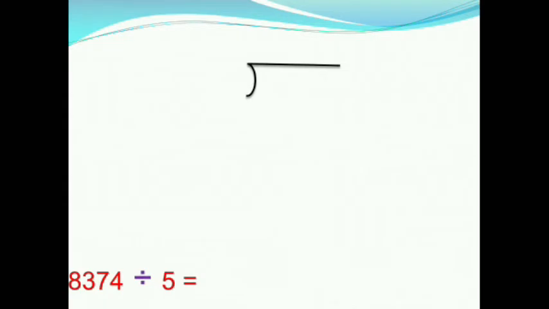Children, see the next question. 8374 divided by 5. Here, 8374 is dividend, 5 is divisor. Now we should divide the first digit, that is 8. 8 will not come in 5 table. So we will take nearest number lesser than 8, that is 5. 5 ones are 5. Write 1 in quotient place and write 5 below 8 and subtract it. 8 minus 5 equals 3.